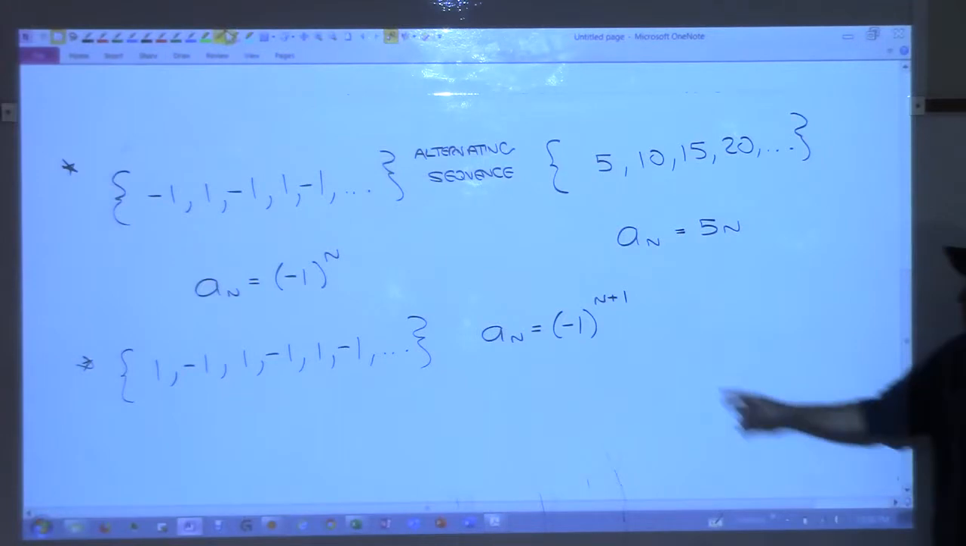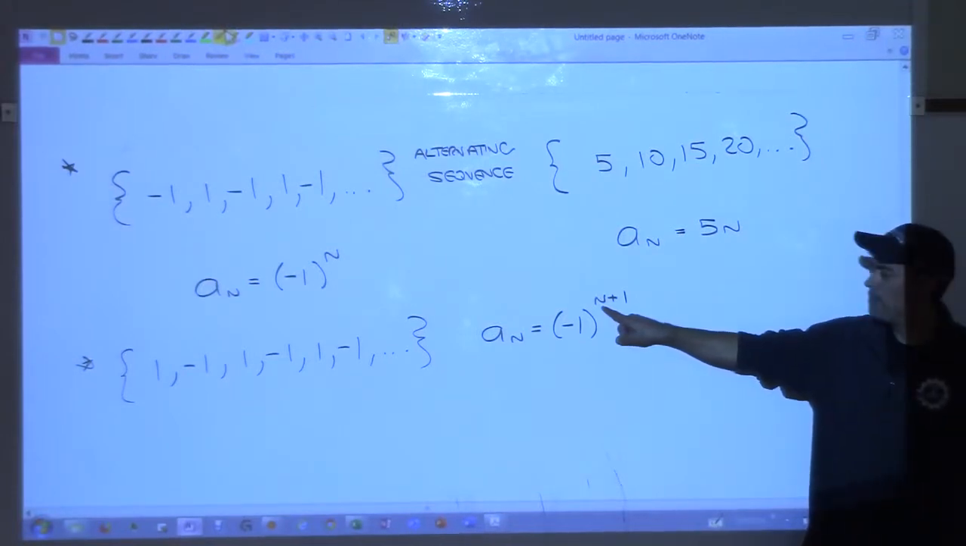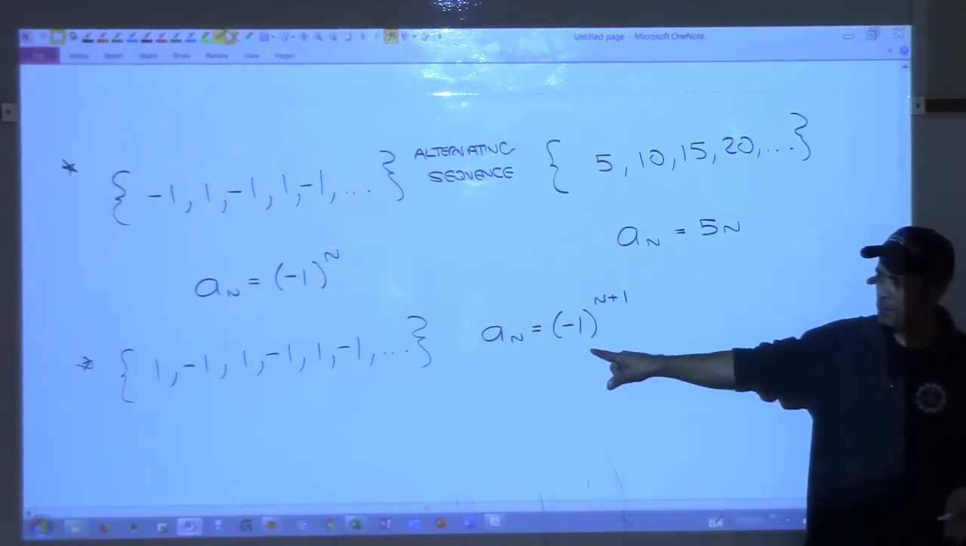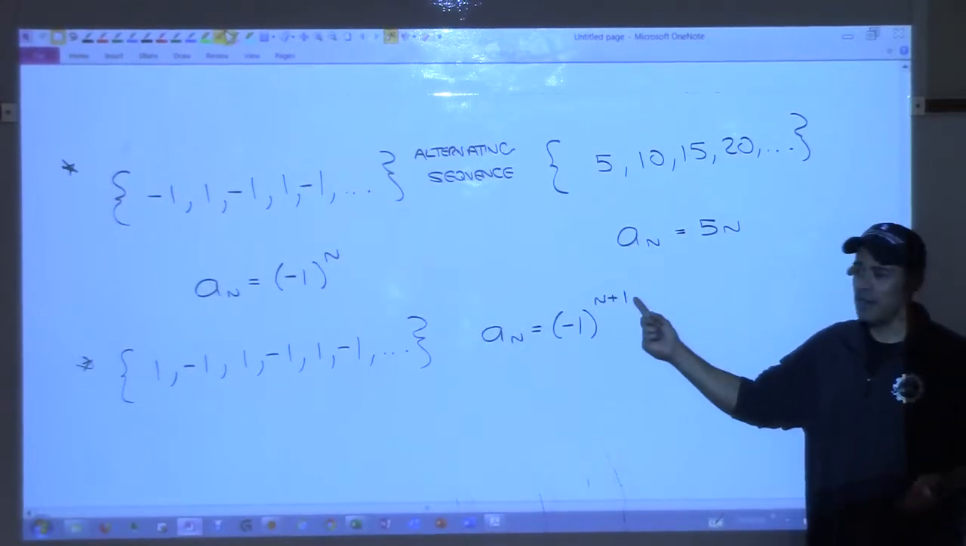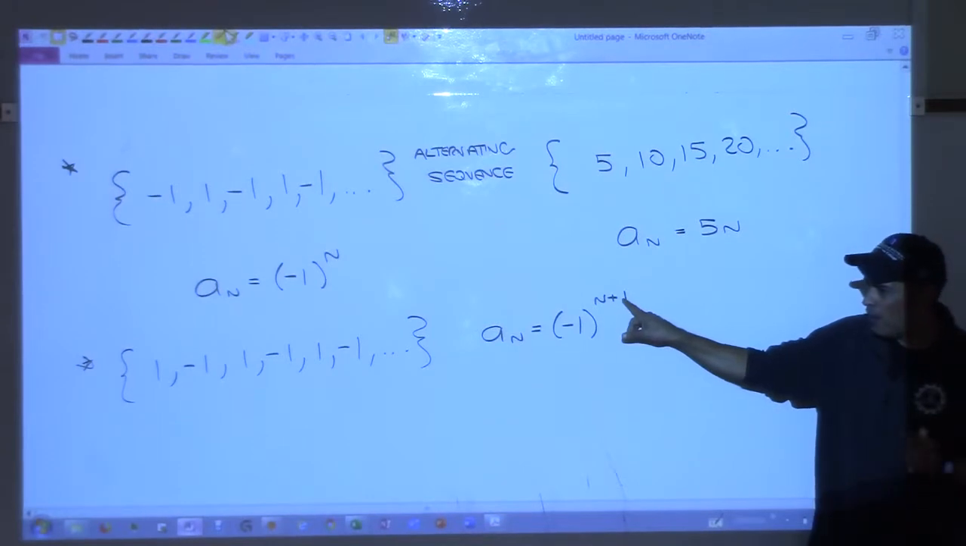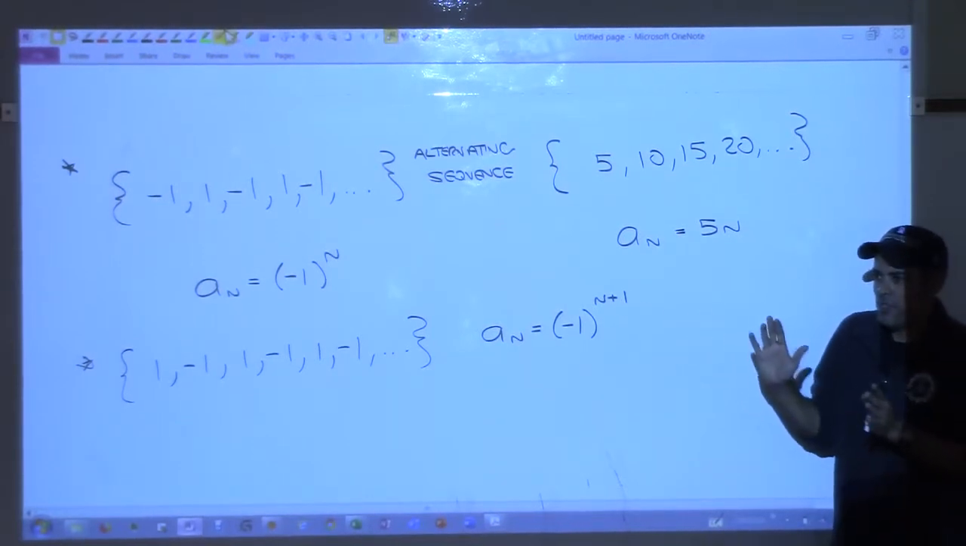If you plug in 1 here, what are you going to get? You actually get a 2 up here, and so you're squaring that, and that gives you +1. Then when you plug in 2, you get a 3, and now you're going to get a -1. So by adding that 1, all that really did was shift it.